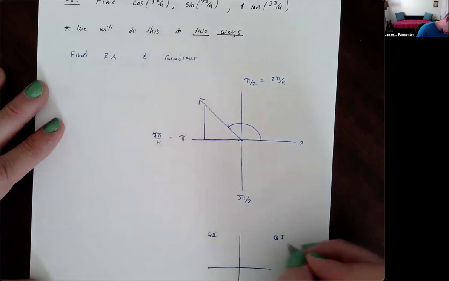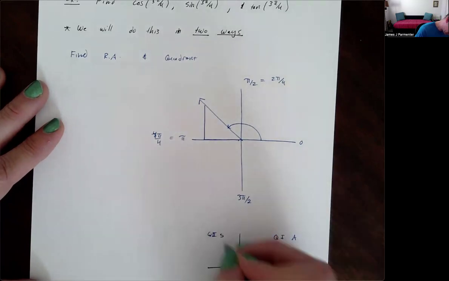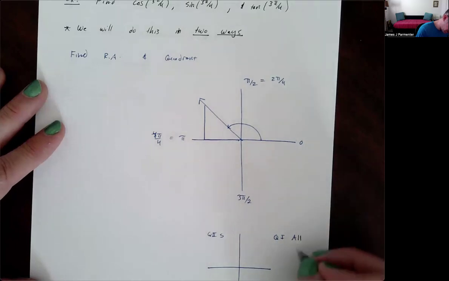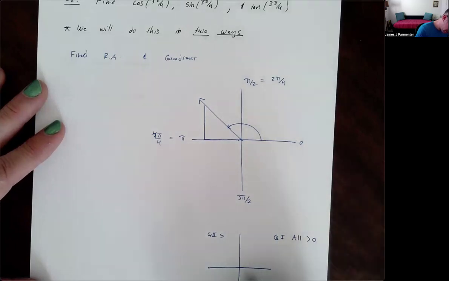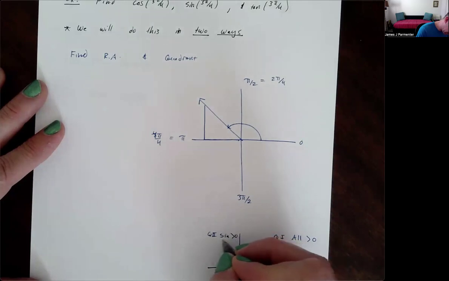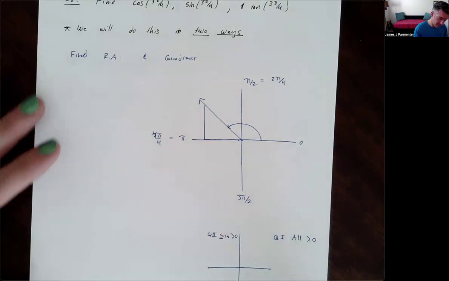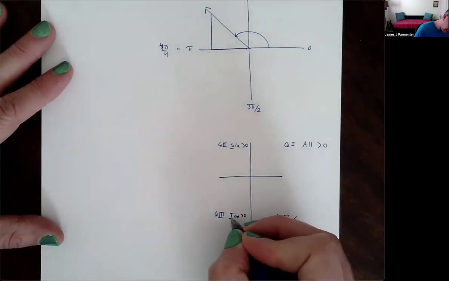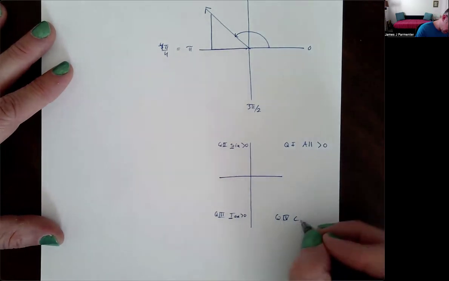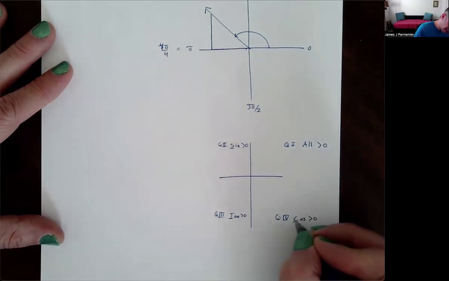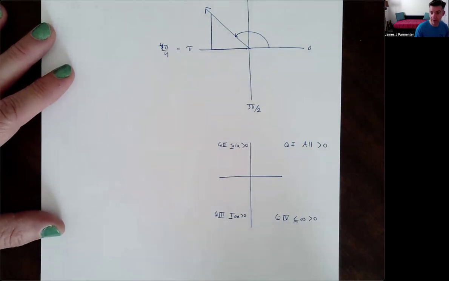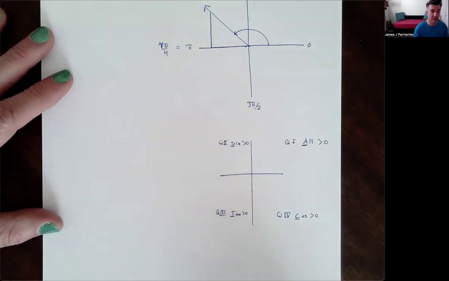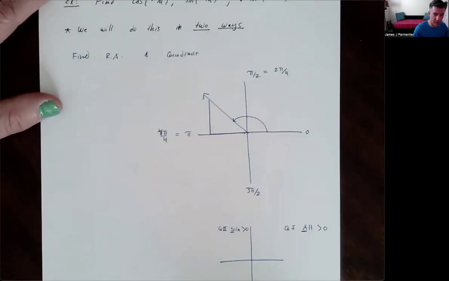We could say that all students take calculus, meaning that in the first quadrant, all trig functions are positive. In the second quadrant, sine is positive and tangent and cosine are negative. In the third quadrant, tangent is positive and sine and cosine are negative. And in the fourth quadrant, cosine is positive and sine and tangent are negative. All students take calculus.